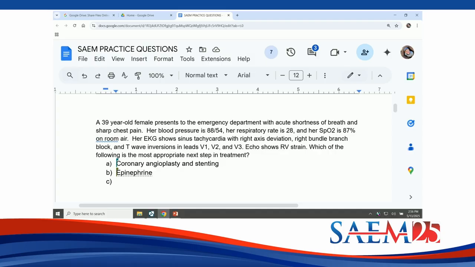Ooh, pericarditis. What do people think about pericarditis as a possibility? What are you guys using? Is anybody using colchicine for pericarditis?